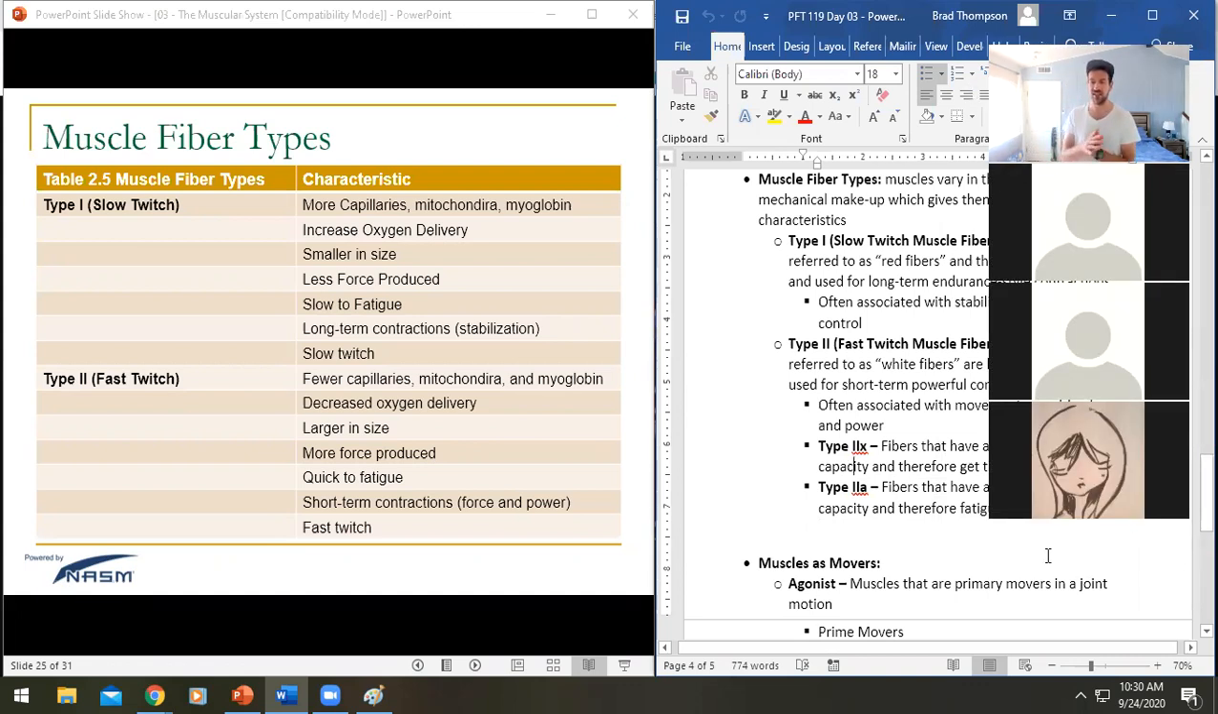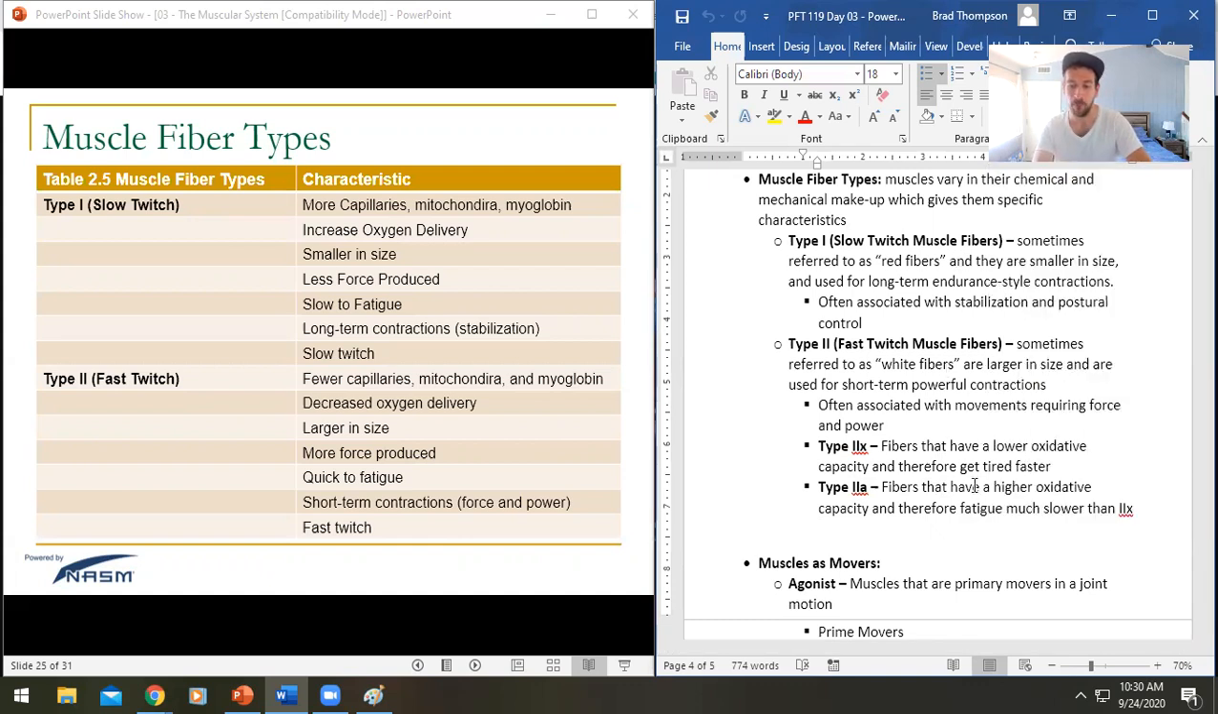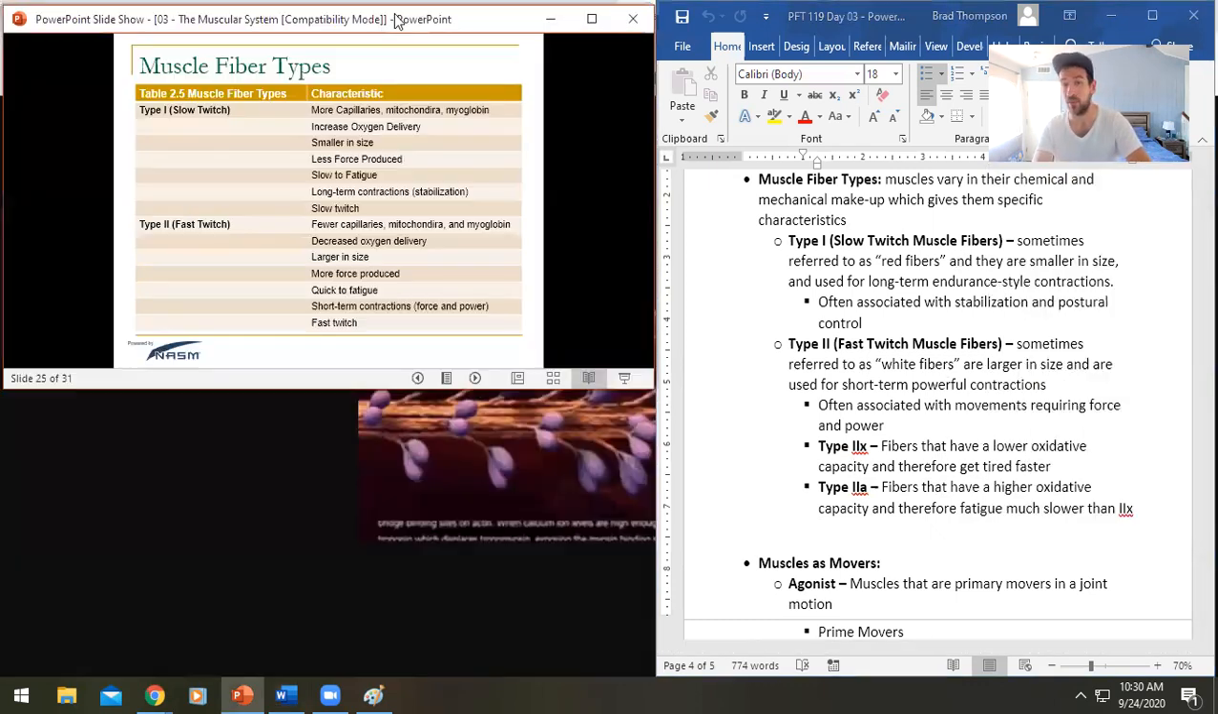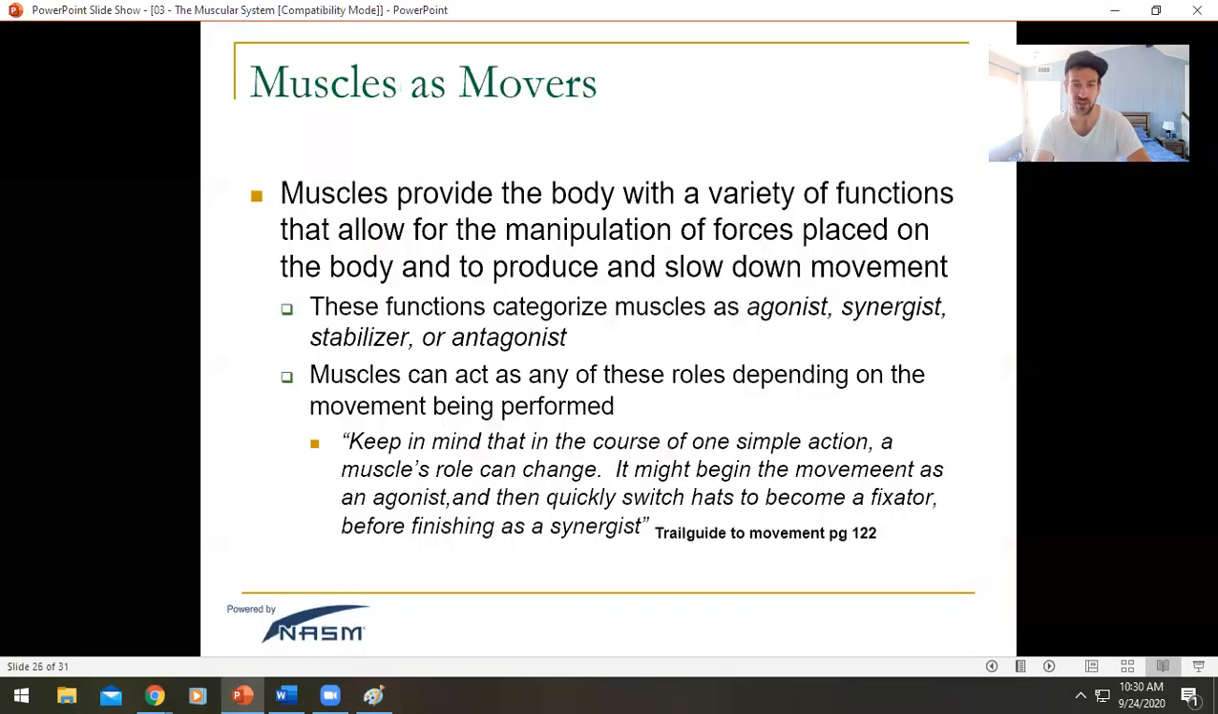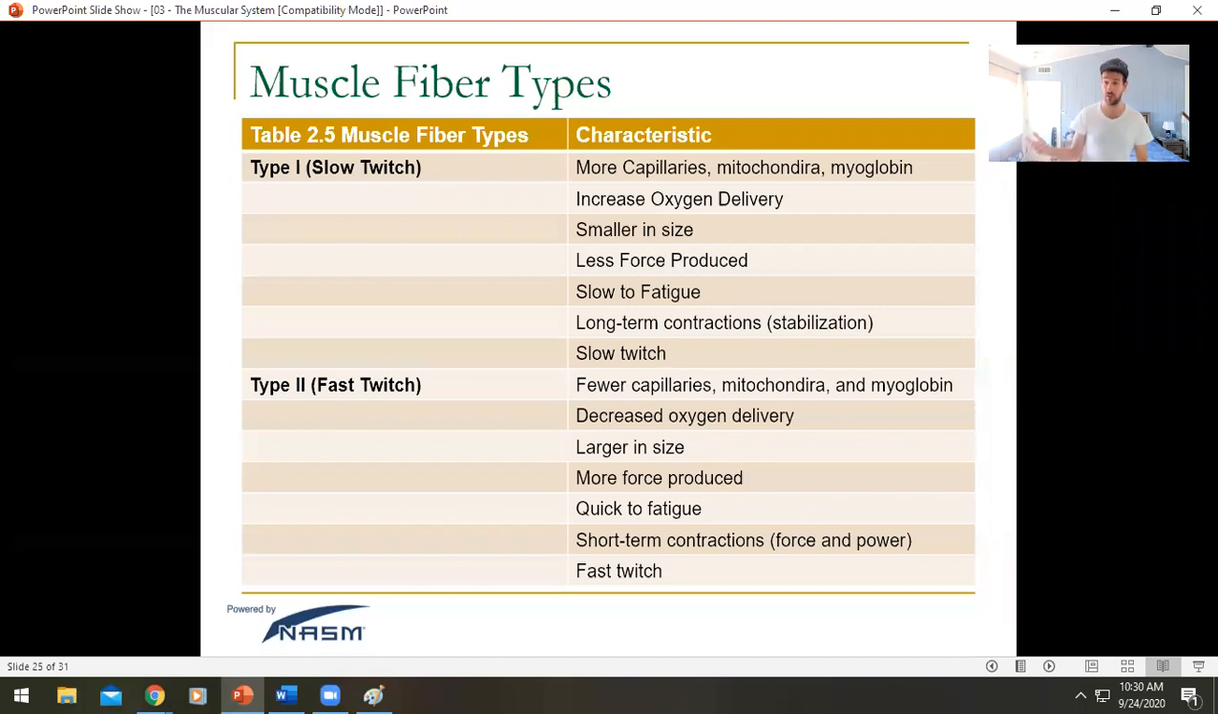So yeah, for athleticism, we focus on 2A fibers generally. We want them to be strong, but we also want them to have endurance. All right. So here are some of our characteristics, by the way. You can see type 1 fibers have more capillaries, meaning they get more blood flow. Because they have more blood flow, they get more oxygen delivered. So they're going to have more mitochondria, which is spelled wrong in this PowerPoint.